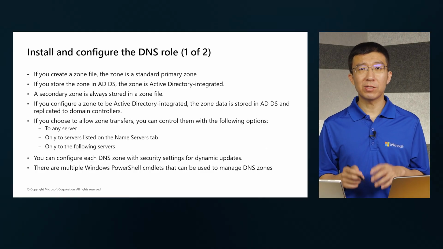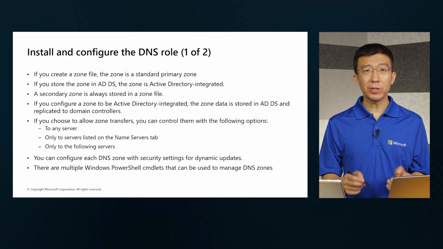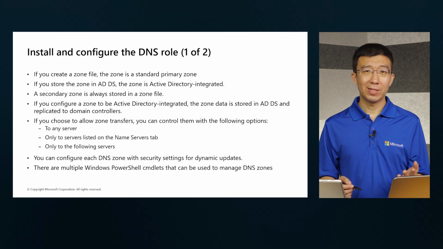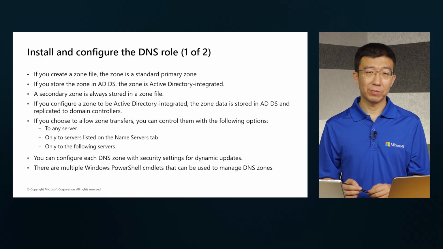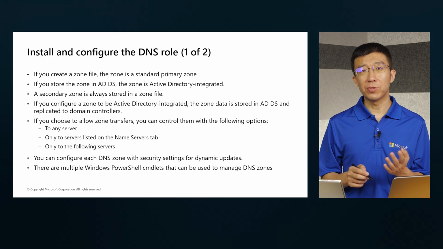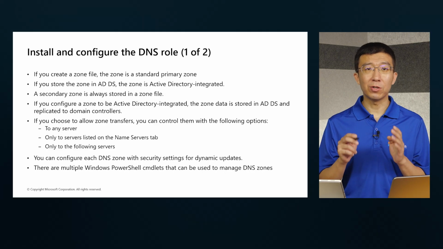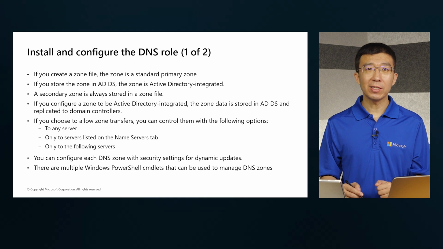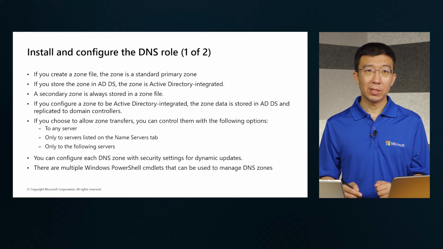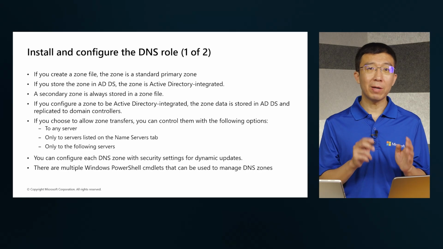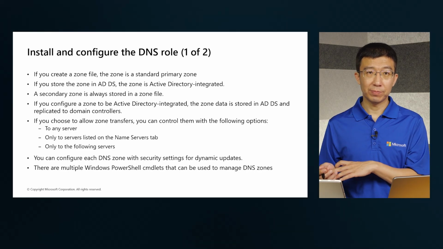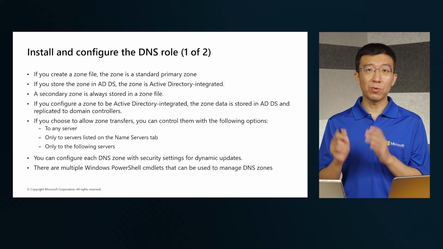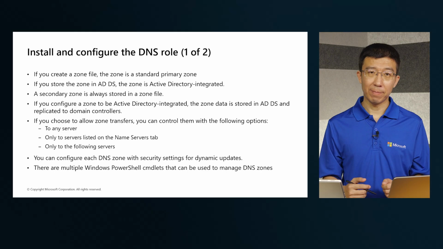When you install the DNS role on the Windows server, you can create zones in two ways. If you create a zone file, it's a standard primary zone. If you store the zone in Active Directory Domain Services, ADDS, it becomes an Active Directory integrated zone. It is automatically replicated to the domain controllers.